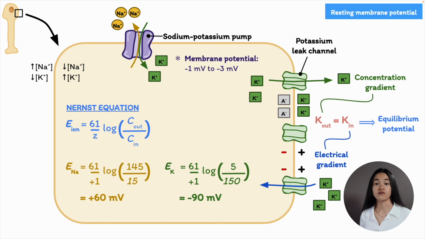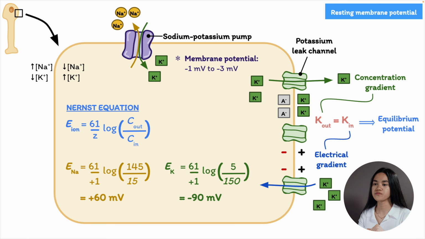This gives us a total of around -70 millivolts. Okay, that's the resting membrane potential. Let's do a quick summary before we move on. So resting membrane potential is the difference in electrical charge between the inside and outside of a neuron at rest.